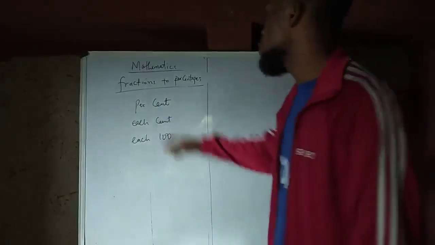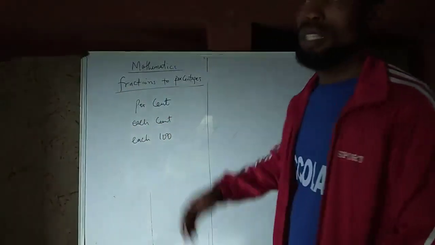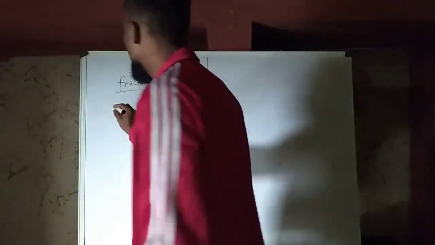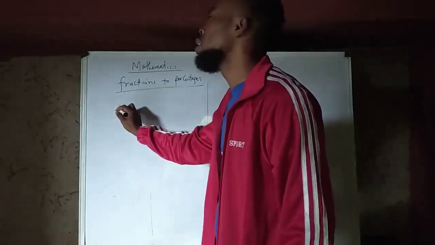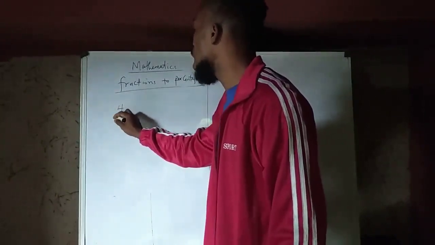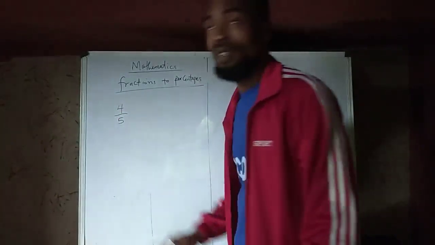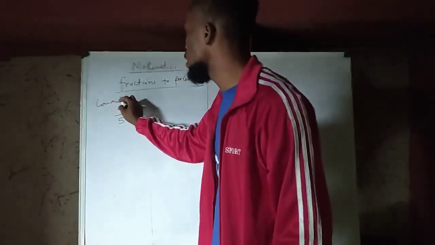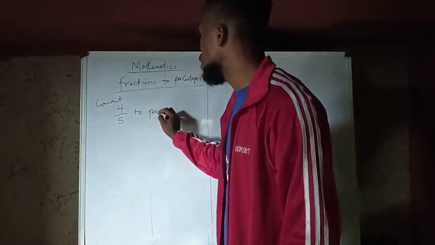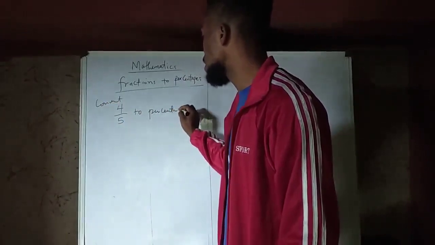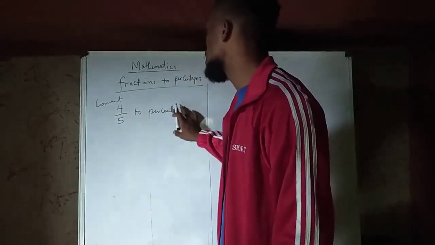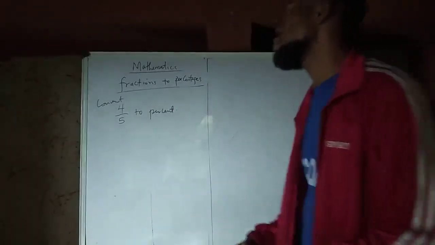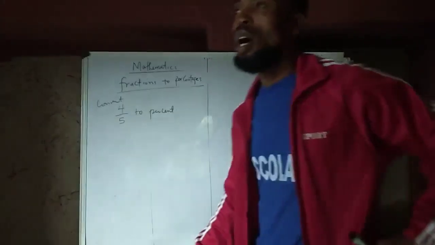Alright, so when we want to convert fractions to percentages, what happens? Let's say I have 4 out of 5, 4 over 5. Let's say we have to convert 4 over 5 to percent, to each 100. That's what it means. So how do we now do this?